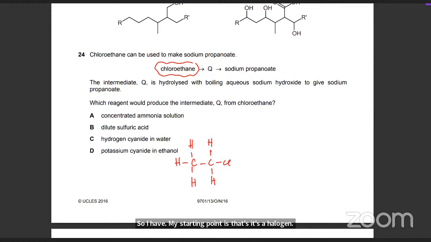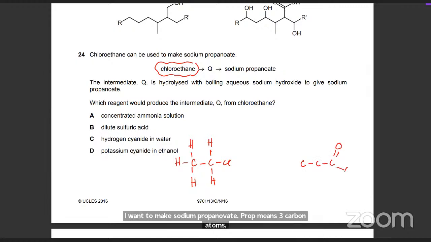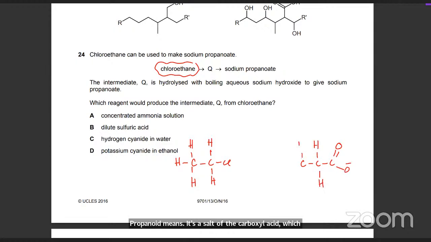And I want to make sodium propanoate. Prop means 3 carbon atoms. Propanoate means it's a salt of the carboxylic acid, so instead of the H, it's Na+, sodium propanoate. So I want to make this thing.